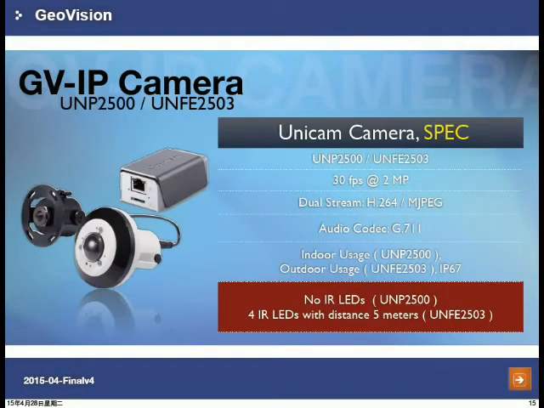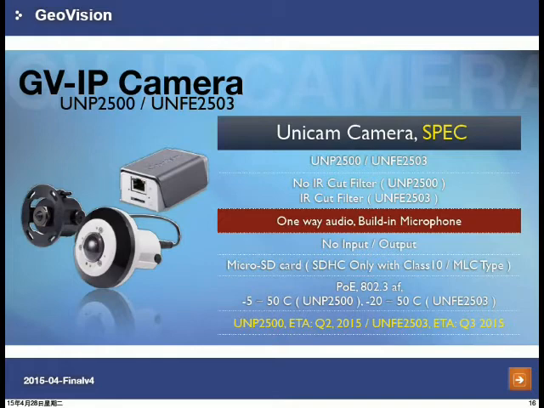Okay, the next camera is called the Unicam camera. Why are these cameras unique? Because the camera lens and the camera body can be separated. So far, we have two types of camera lens: for indoor use, we have a pinhole camera lens, and for outdoor use, we have a mini fisheye camera lens. Even though this camera is small, it still supports a lot of features such as one-way audio, built-in microphone, and micro SD card. The pinhole camera lens is expected to be released in Q2, and the fisheye camera lens is expected to be released in Q3.